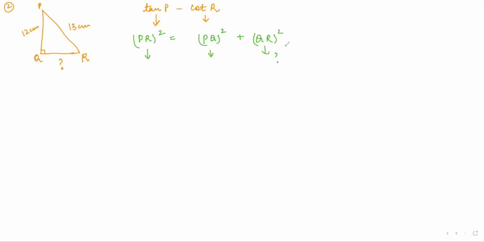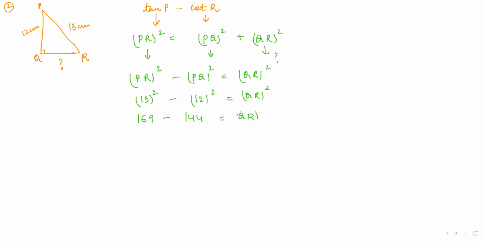So you keep this on one side and take everything to the other side. So PR whole square minus PQ whole square becomes QR whole square, right? Now PR is 13, so 13 whole square minus 12 whole square is QR whole square. 13 into 13 is 169, 12 into 12 is 144. Now you subtract: 9 minus 4 is 5, 6 minus 4 is 2, so 25. That is QR whole square.